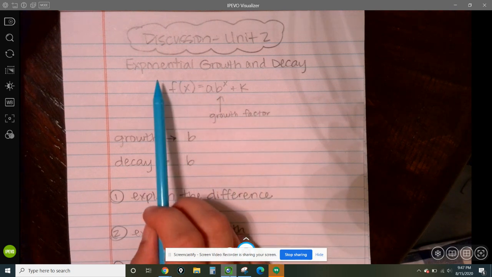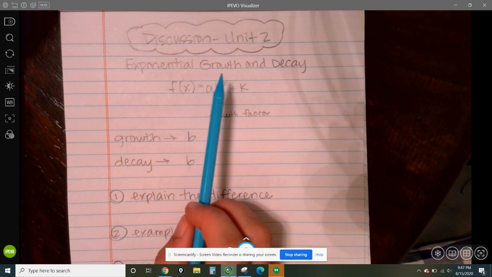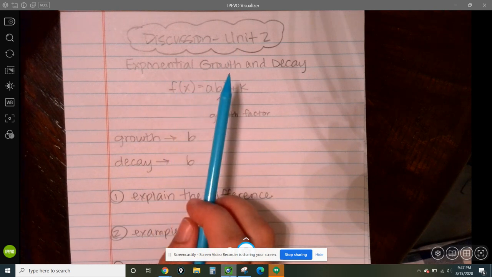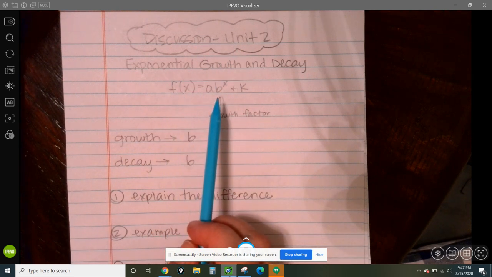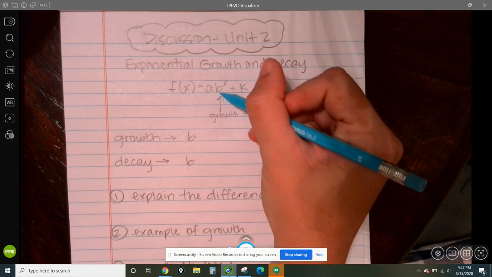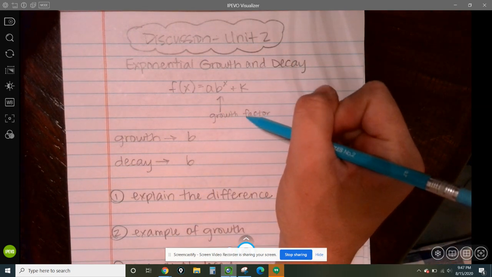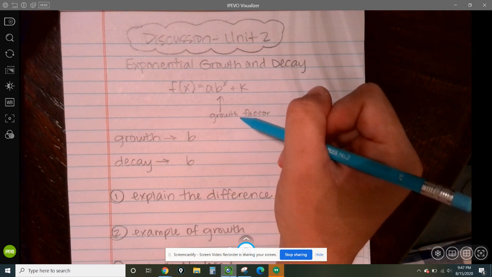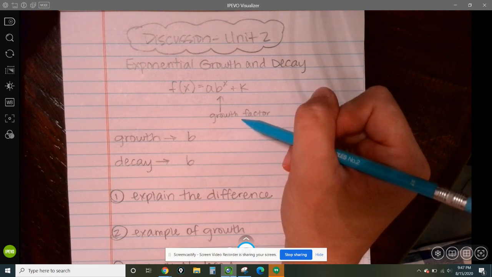Okay, so this discussion is about exponential growth and decay. So in Unit 2, you just learned about exponential growth and decay. So here's the general formula that you should have learned in this unit. And I just wanted to point out that B is the growth factor. This is what matters in determining whether it's growth or whether it's decay.